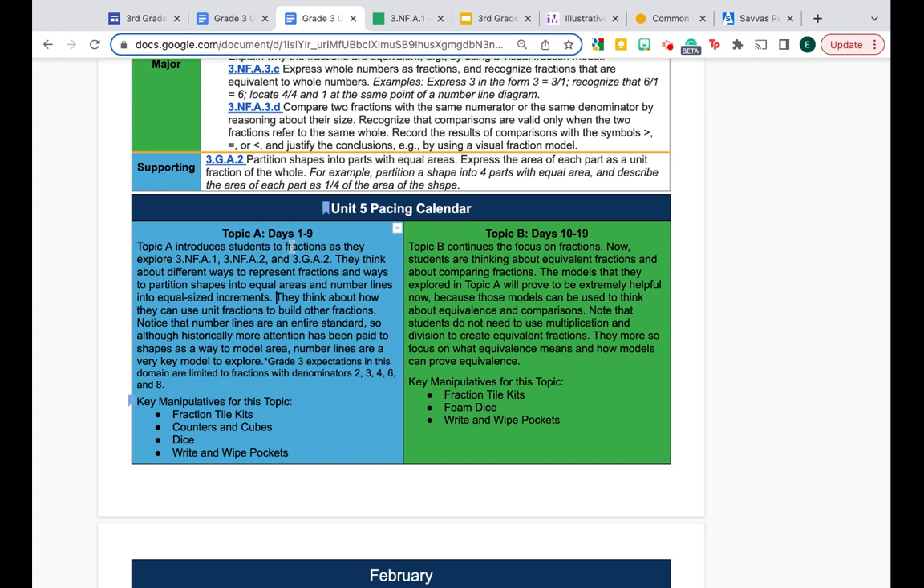Once you understand fractions in topic A, you'll move into topic B where you apply and extend that understanding as you think about equivalent fractions and comparing fractions. This will be your opportunity to support students who need extra help with topic A as you work on topic B.